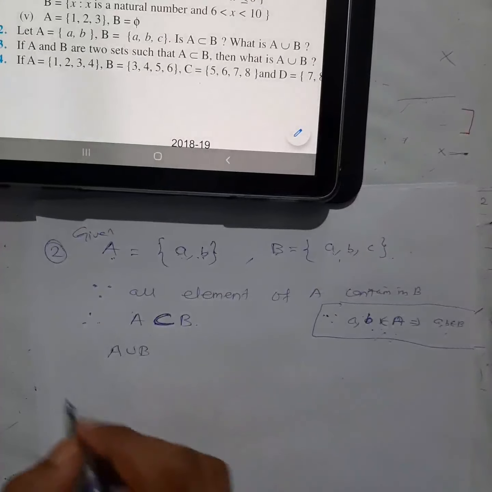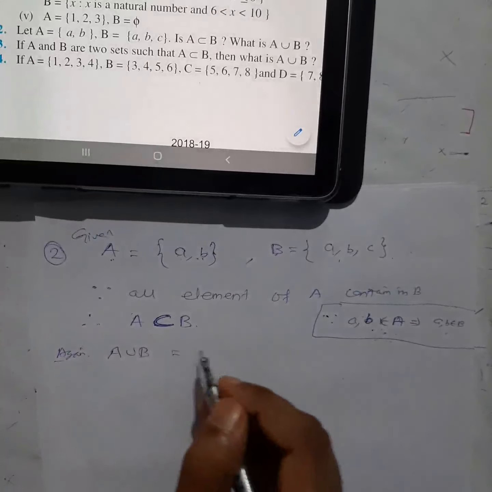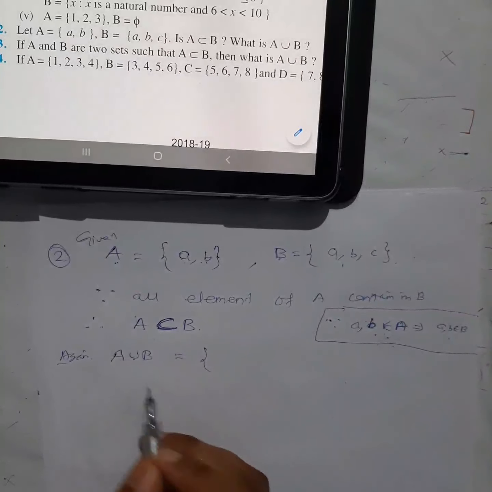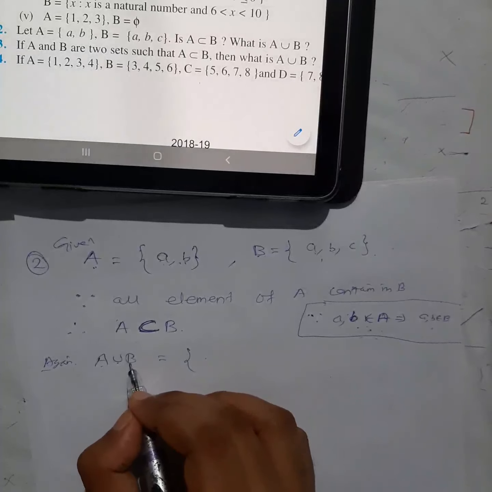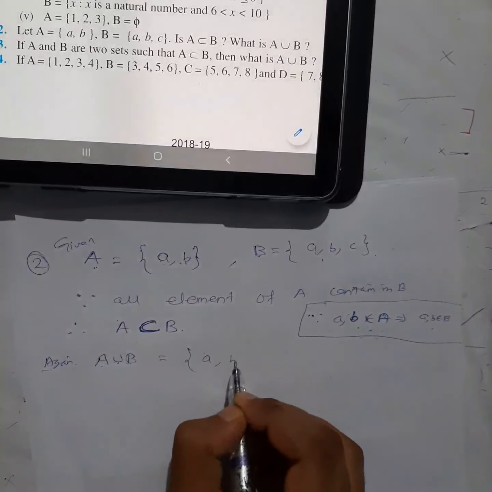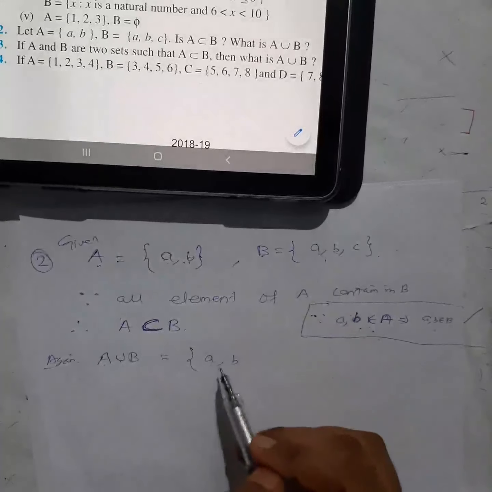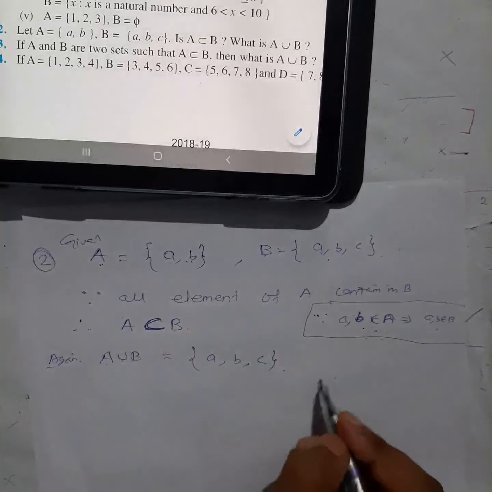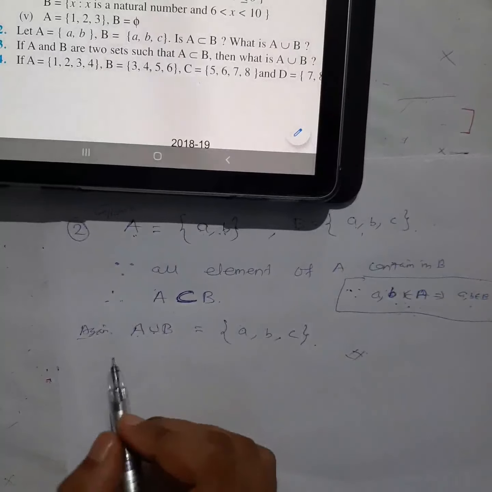Next, A union B. You can write again A union B. What will it be? Now A union B means all elements of A and B. This is a set in which the elements are all elements of A and B. So a, b, elements of A. Now let's write elements of B. a, b is already written. c we have to write. So all elements of A and B are written. Okay. So I hope till now union is clear for you.